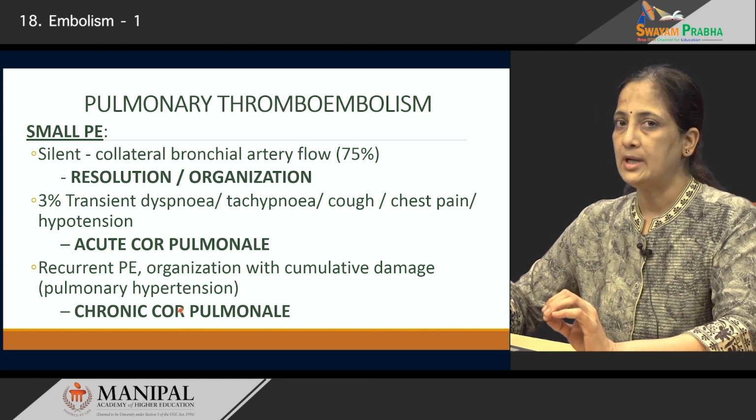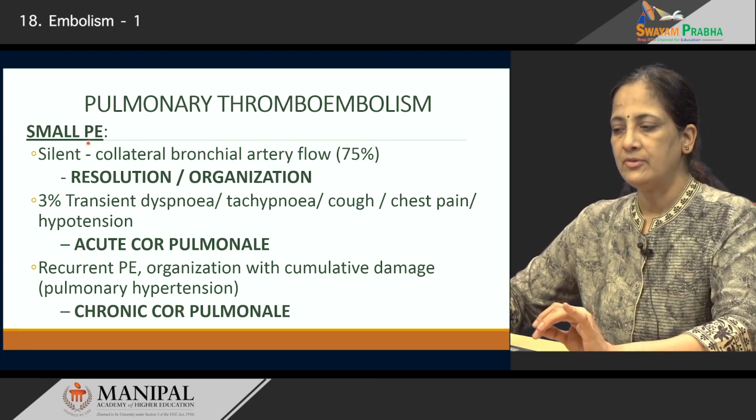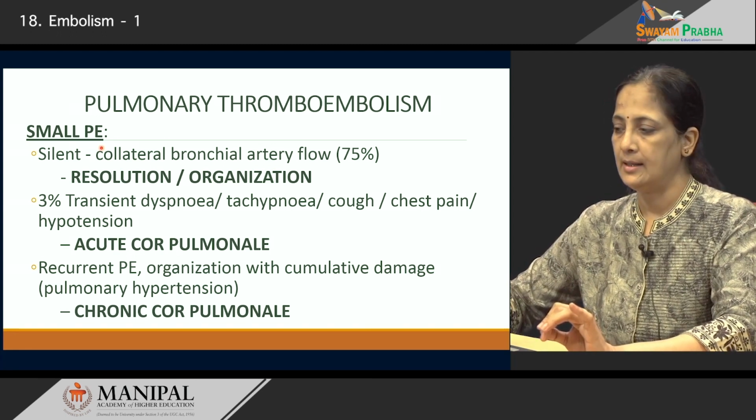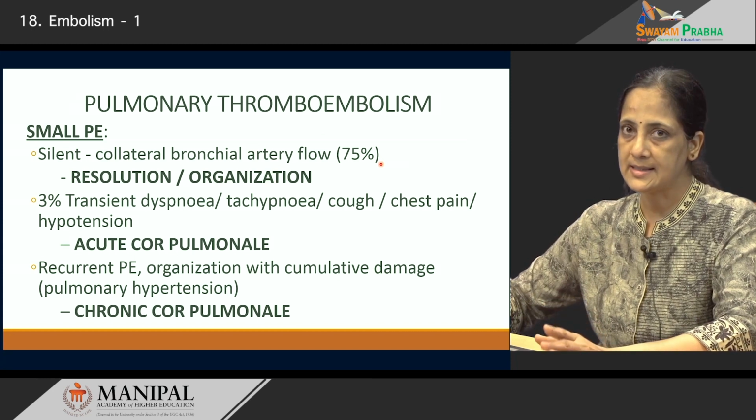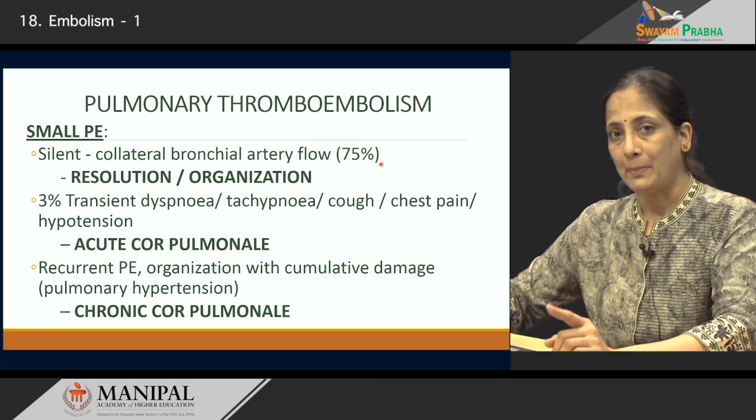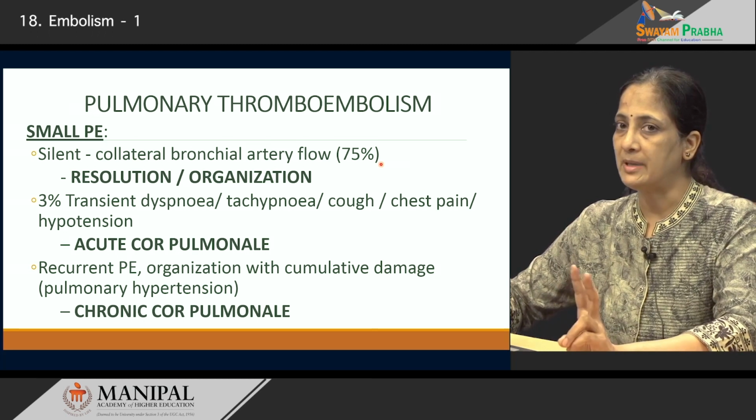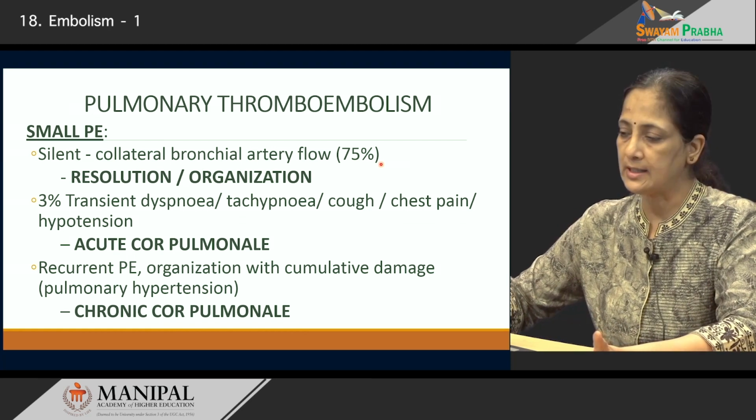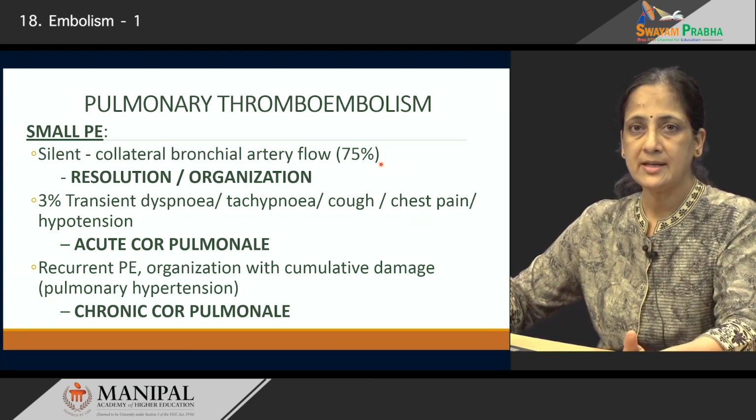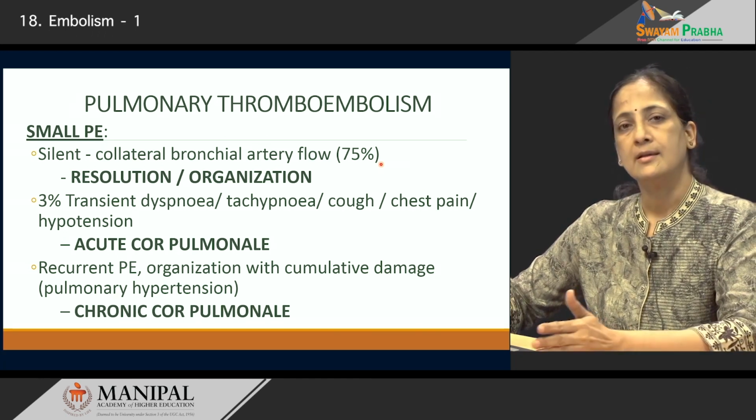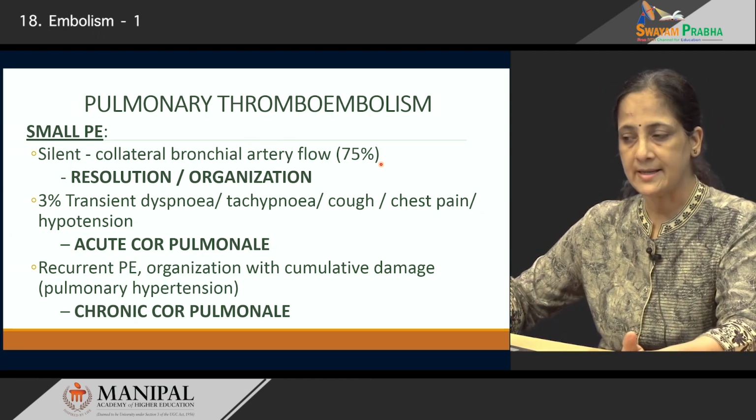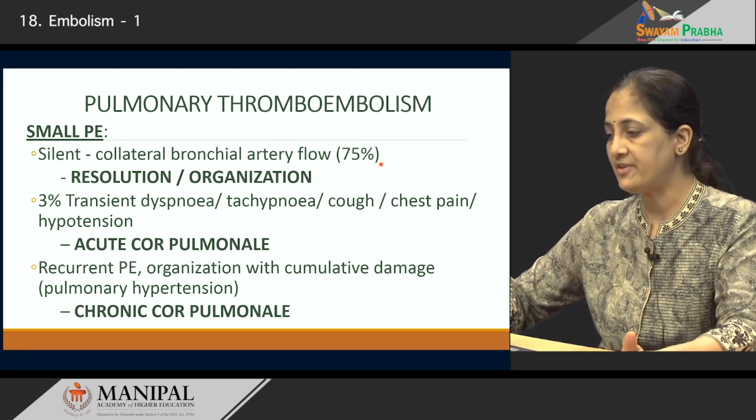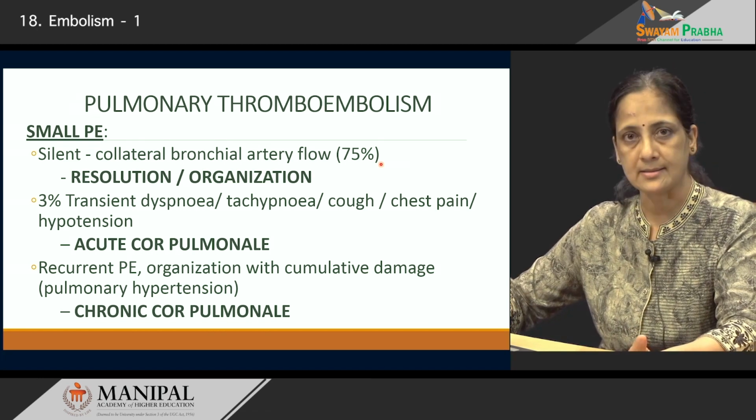The size of these emboli can vary. If there is a single or multiple very small pulmonary emboli, the majority remain clinically silent. Why is this so? The pulmonary vascular bed is supplied by two sources. One is the pulmonary arterial supply and two is the bronchial arterial supply. So, if the pulmonary arterial supply was to get obstructed, the bronchial arterial supply will compensate and hence there are no consequences. So, many, that is about 75%, remain clinically silent.